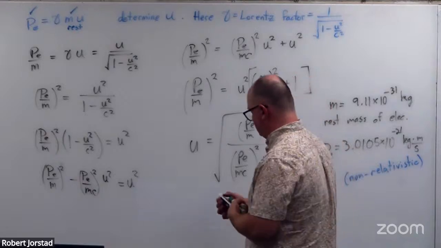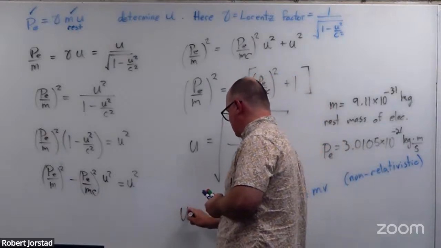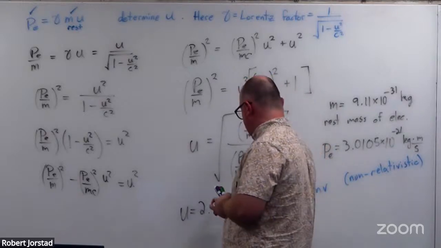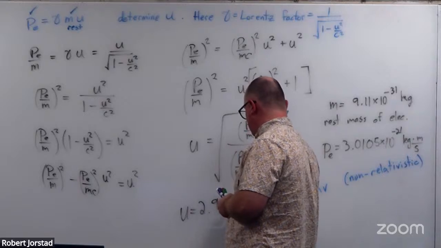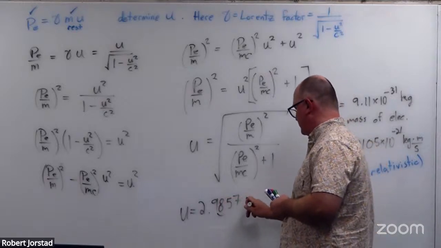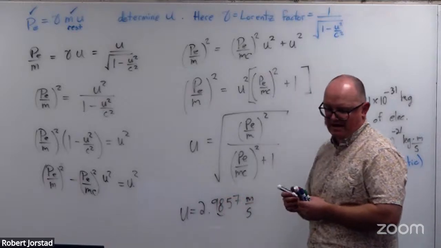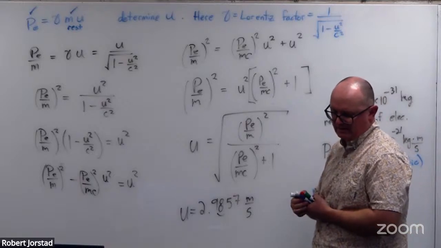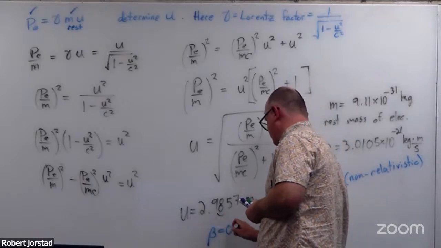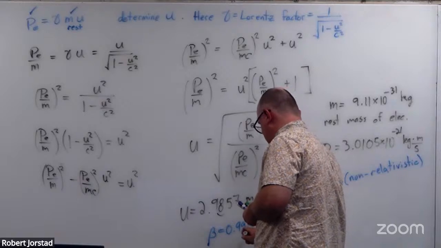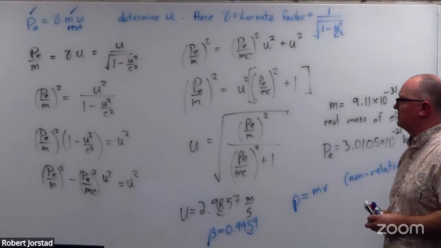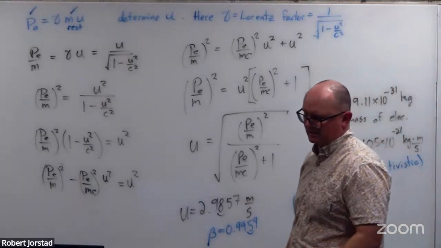And what did I get? When you plug in these numbers, I found U is equal to 2.9857. Let's round this in the third digit. Aha, 2.99 times 10 to the 8 meters per second. If you did beta, right, you could get beta, and I found 0.9959. So I found beta was 0.9959, I think. Yeah. All right, so that's a trickier problem. You can see that takes a little bit of algebra there. Not too bad, though.